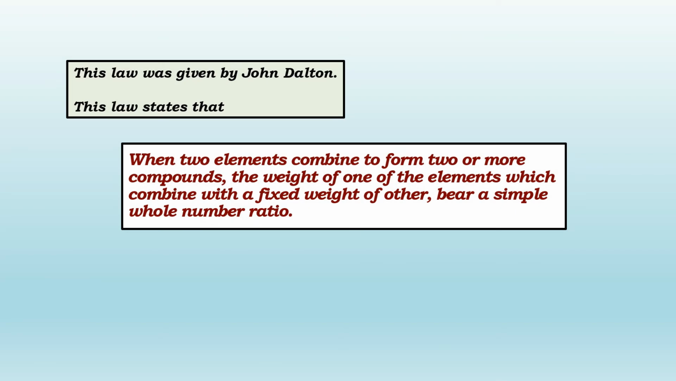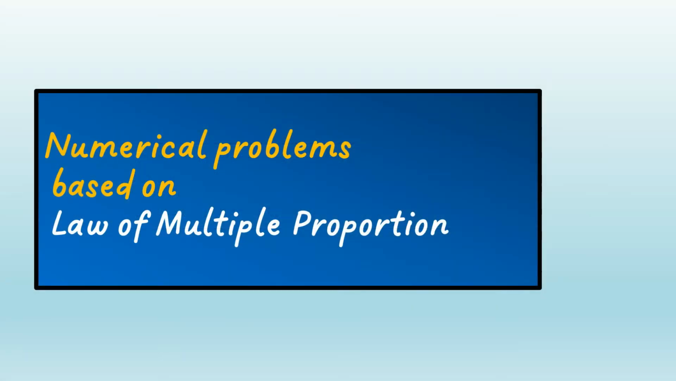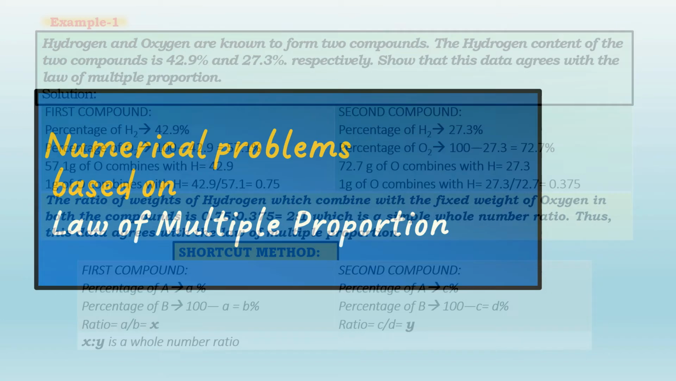This law was given by John Dalton. This law states that when two elements combine to form two or more compounds, the weight of one of the elements which combine with the fixed weight of the other bear a simple whole number ratio. Numerical problems based on law of multiple proportion.